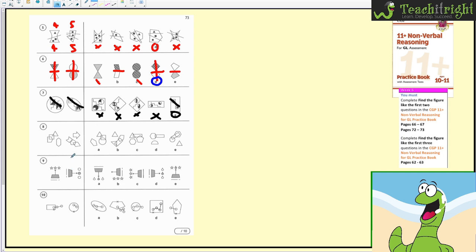Number 8, well, we've got 3 chained together and 1 outside. So that means we can eliminate D, and we can eliminate A. No, A's got 3. Okay, fine. So 3 overlapping with one to the right.